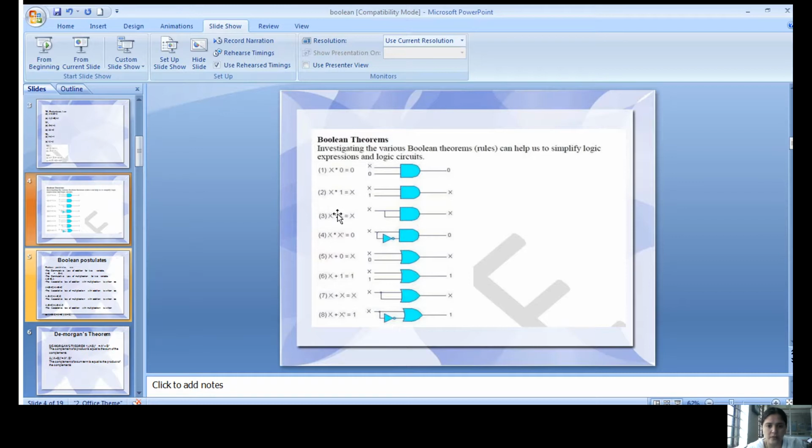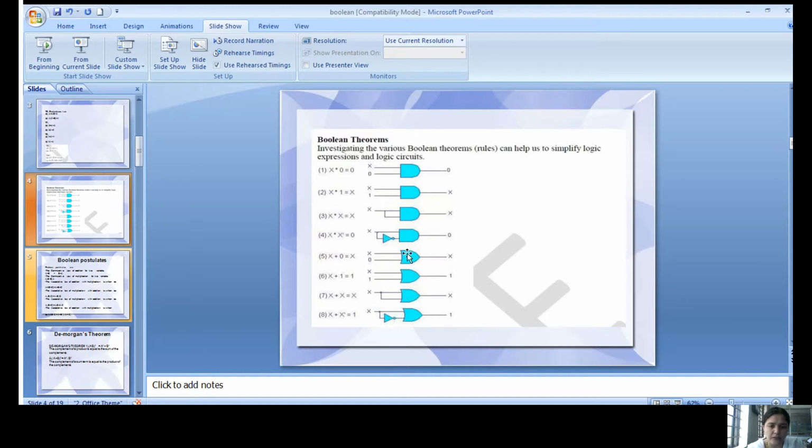So next, x into x is x. If x is equal to 0, output is 0. If x is equal to 1, output is 1. So 0 into 0 will be 0, 1 into 1 will be 1. And x into x bar is always equal to 0. How? If x is equal to 0, x bar will be equal to 1, so 0 into 1 is 0. If x is equal to 1, its bar will be 0, so 1 into 0, again it will be 0.